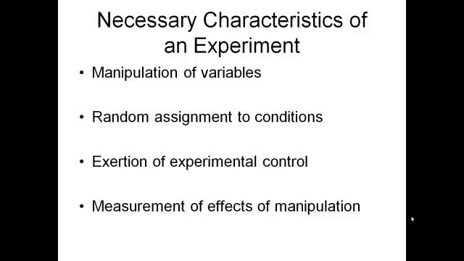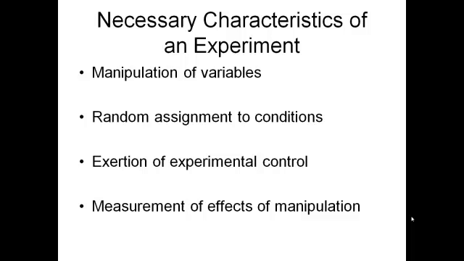Another aspect of an experiment is random assignment to conditions. You are not picking and choosing who goes into what group based on who you like and who you don't like or whatever. You need to be able to say everybody has an equal chance of being put in one condition or the other.